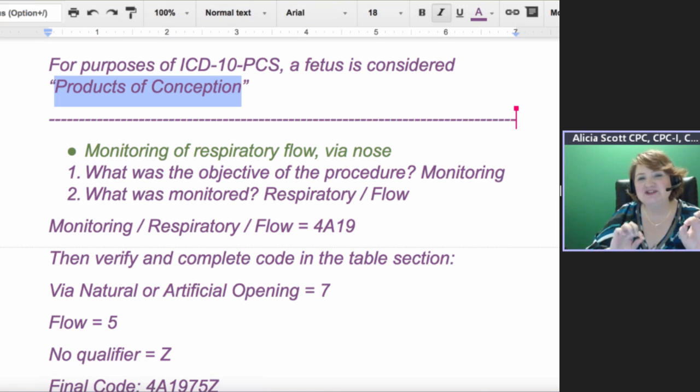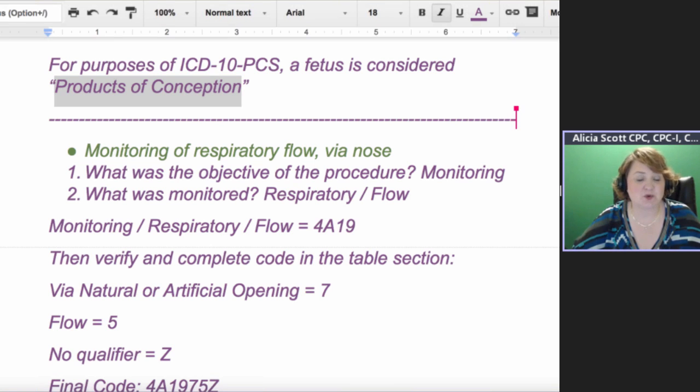The verbiage isn't necessarily the first thing that comes to mind, and that's what people struggle with when they're working with ICD-10 PCS. The verbiage in CPT isn't always the PCS verbiage. You have to think, I'm doing inpatient, what boils it down? What am I actually doing? I'm monitoring. What am I monitoring? The products of conception, a fetus. The baby hasn't been born yet.